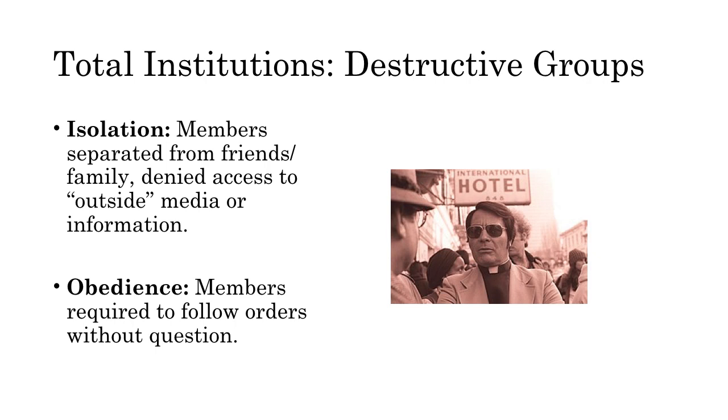The first is isolation. The group will strip away members' sense of reference or perspective, so that the only source of information or perspective is that of the group or its leader. Again, any total institution will do this to some extent, but a destructive group or cult will do it more dramatically and completely. They want the group to be your whole world. Domestic abusers, incidentally, also do this to their victims, isolating them from friends or family so they are easier to control. The second feature of a destructive group is obedience.